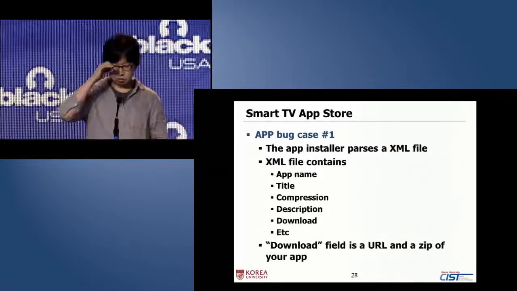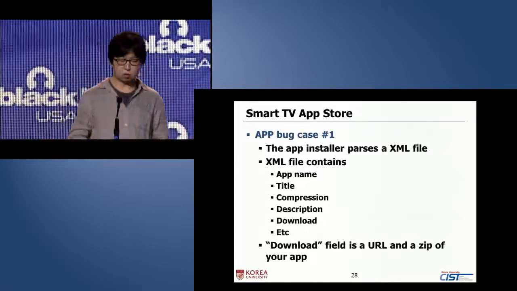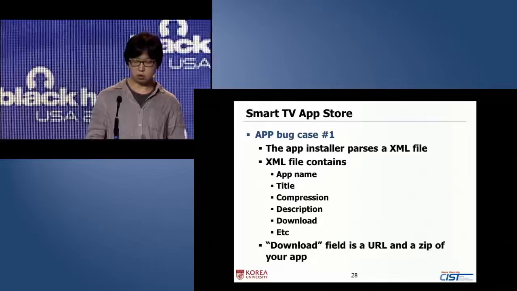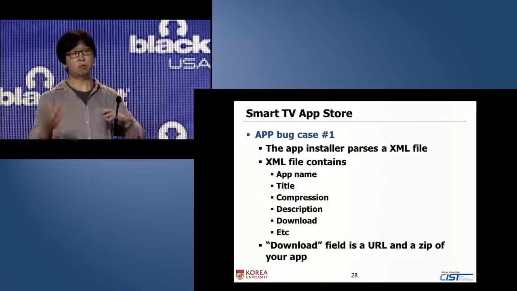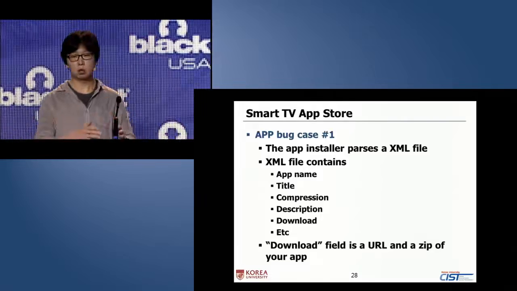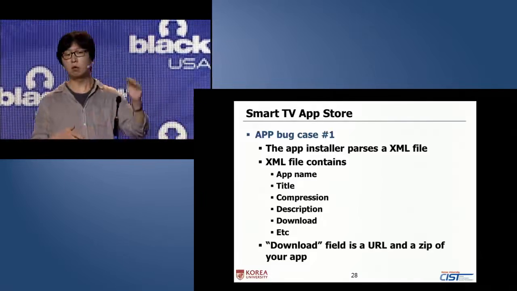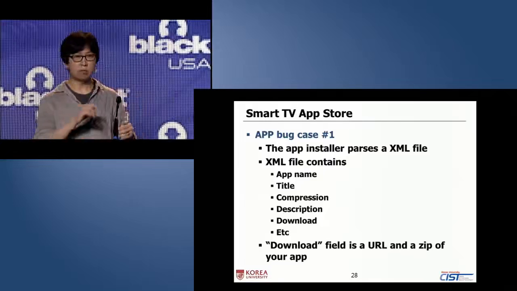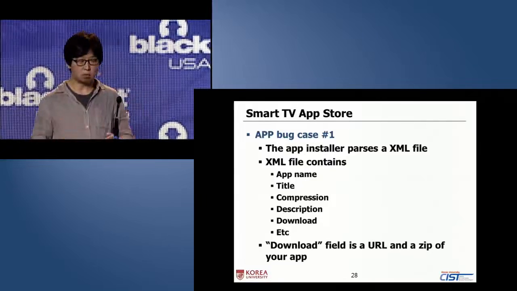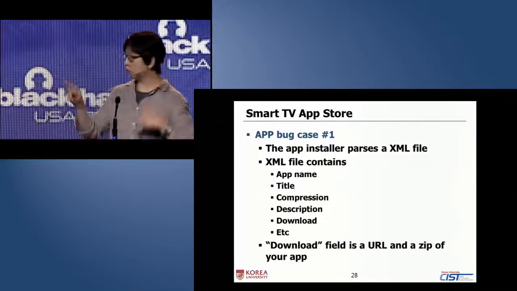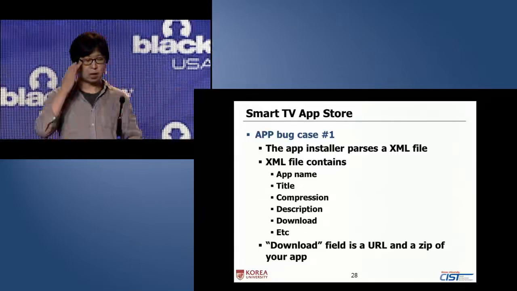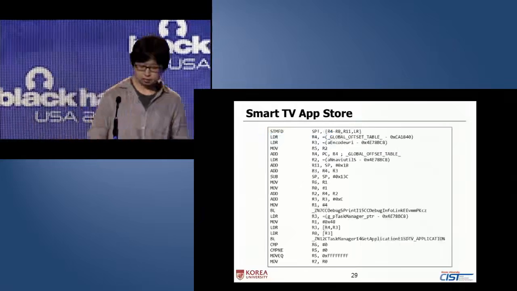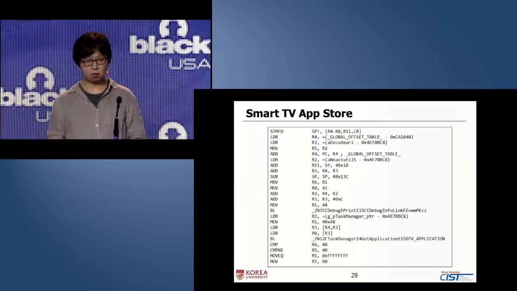So I'm going to show around 3 vulnerabilities in App Store. The first one is, when your smart TV installs a program from App Store, it first downloads an XML file, and the XML file has the application name or title, compilation type, descriptions, things like that. And the real binary gets downloaded after parsing the XML.